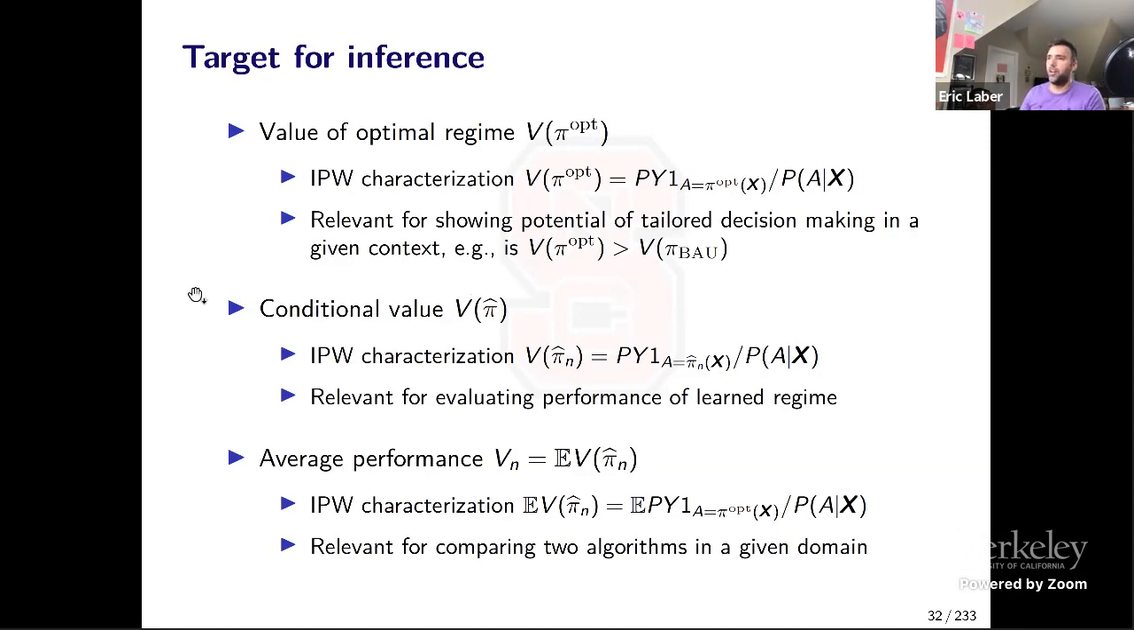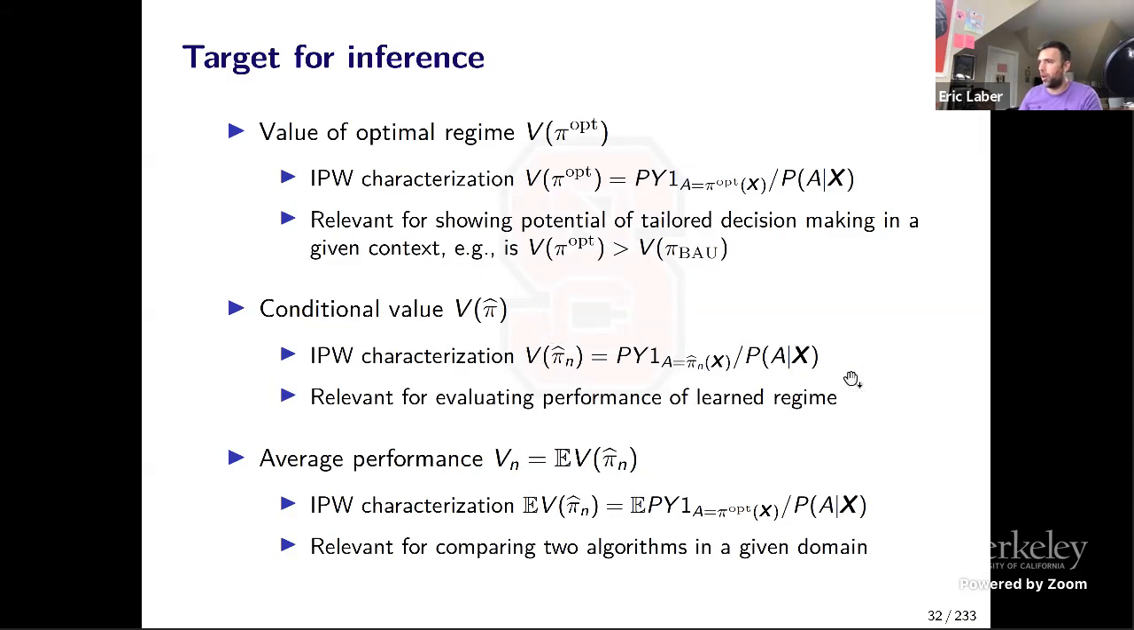There's also this idea of conditional value. So we might say, well, what's the performance if we took our estimated regime pi hat, and there should be a sub n here, pi hat n, and we deployed it. So we estimate a rule or a policy, and we say, now we're going to use it in the population. What's its performance? And so in that case, we'd have v hat of pi is the expectation of Y times the indicator A equals pi hat of X divided by the propensity, but the expectation is only over X, A, and Y, but not over pi hat.